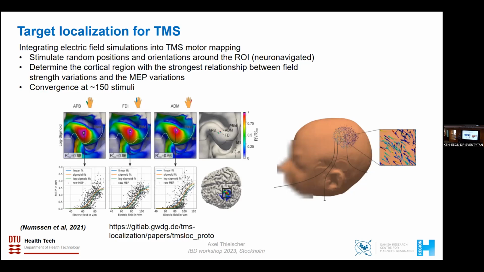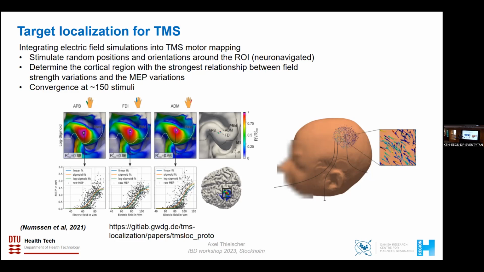So what we do here is we try to link both things together. We just try to see at which position on the cortex the electric field changes correlate best with the changes in the muscle twitches. Because when you change the position of the coil, you get at each position on the cortex a slightly different electric field, and you get a slightly different muscle twitch. And you basically can just try to correlate both things to see where the correlation is best. Usually we then do segmental fits, for example.